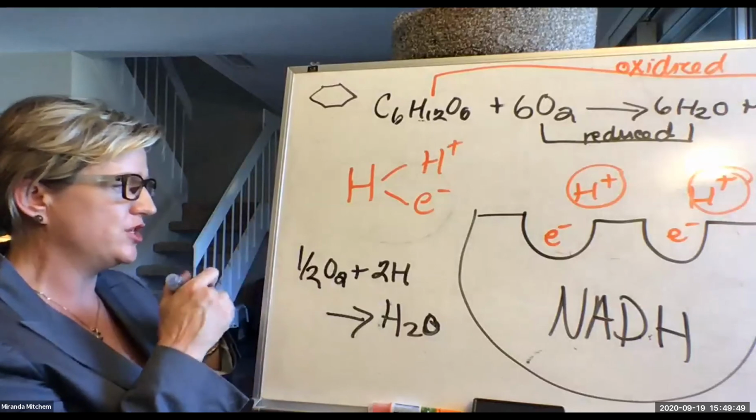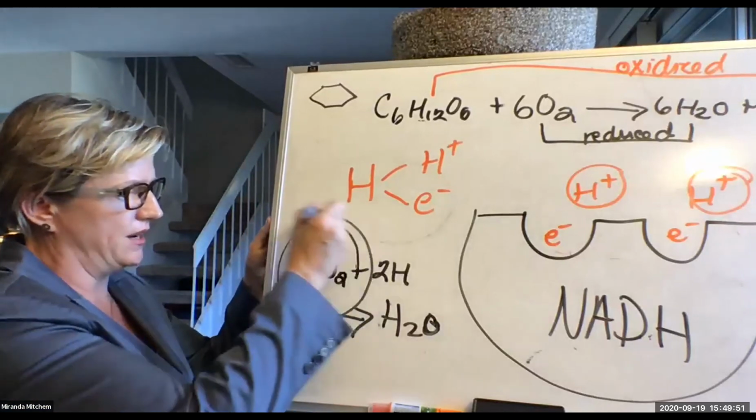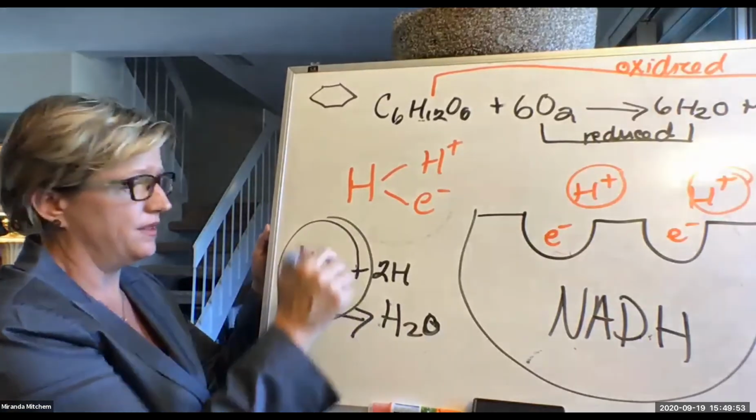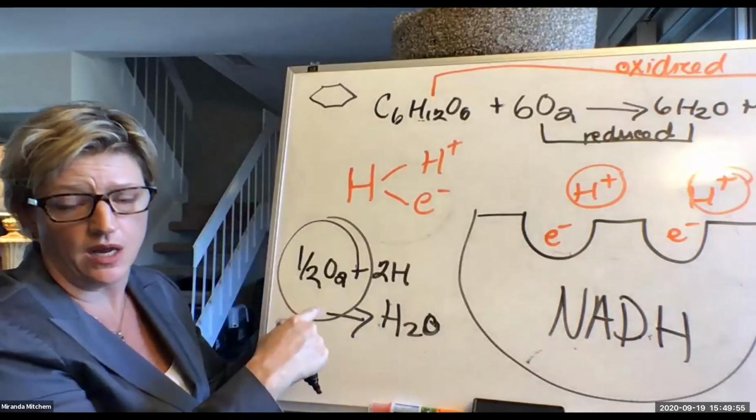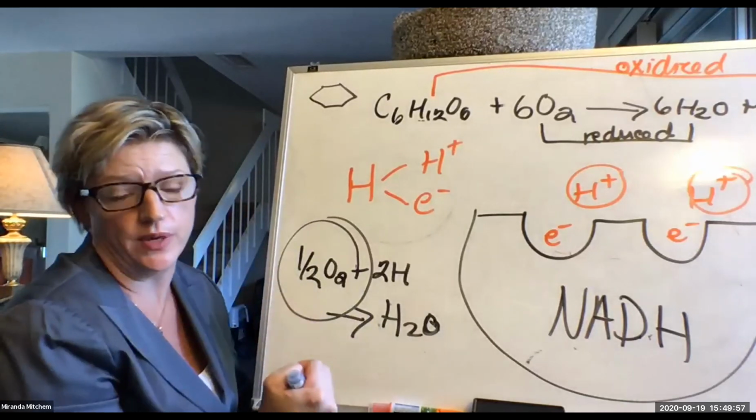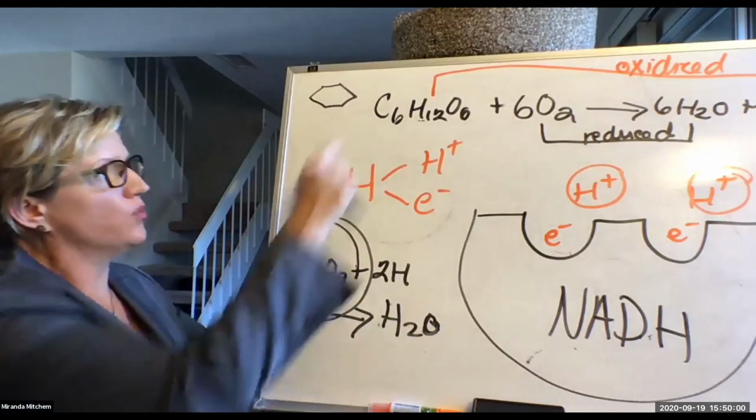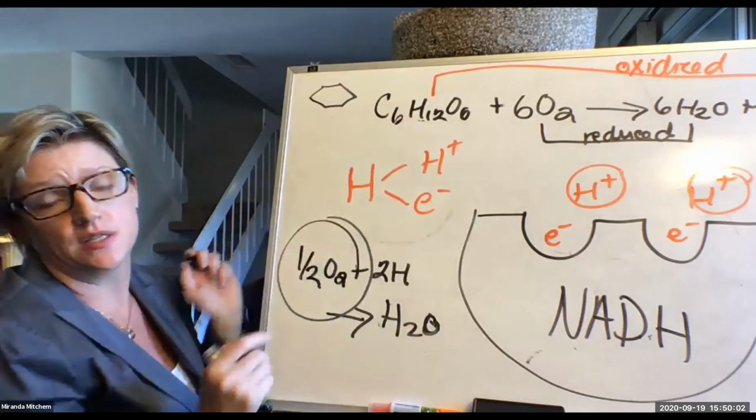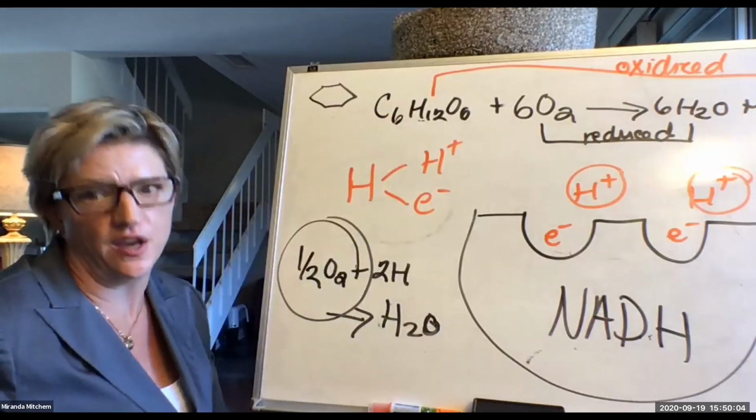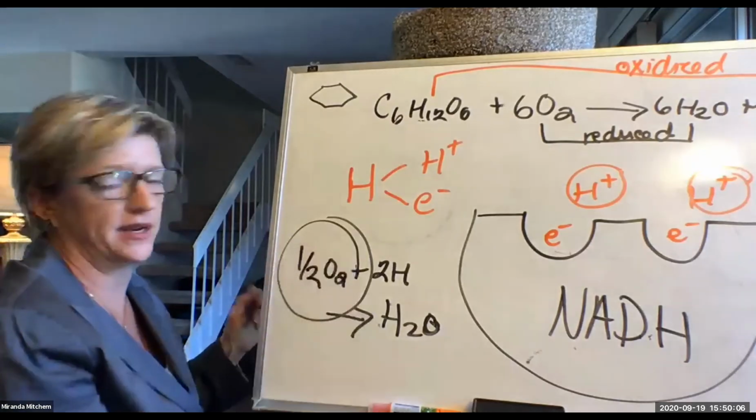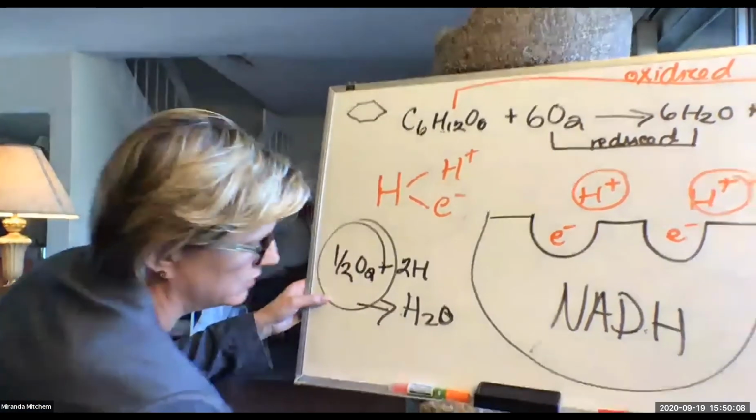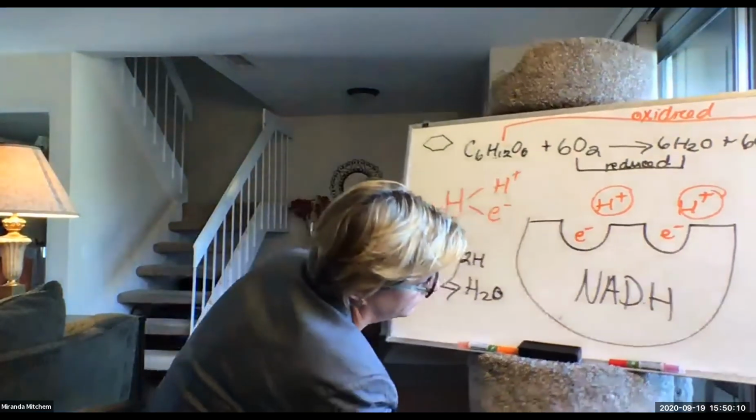So we need to appreciate that this molecule right here, 1/2 O2, is the final electron acceptor or terminal electron acceptor. It is what picks up the lost electrons that come off of glucose. They react to form water at this correct ratio.